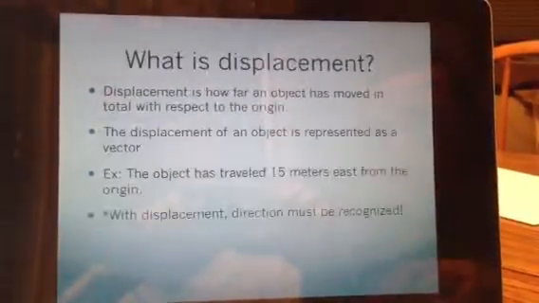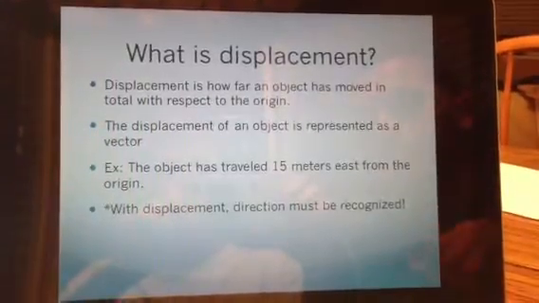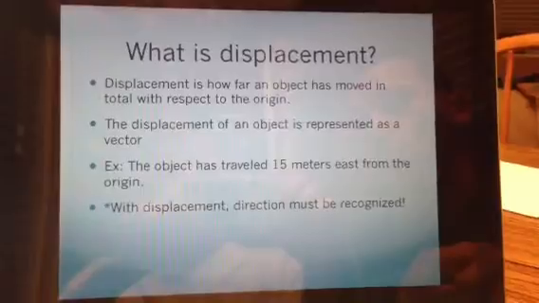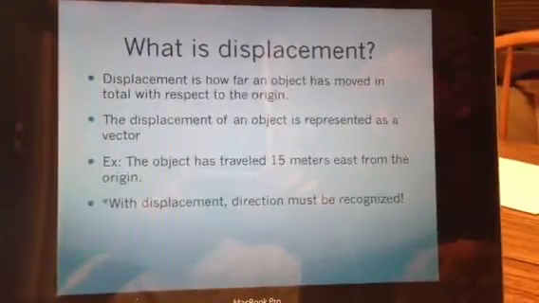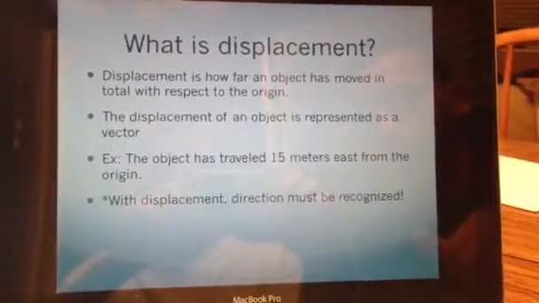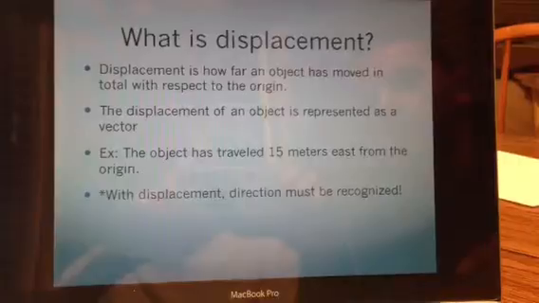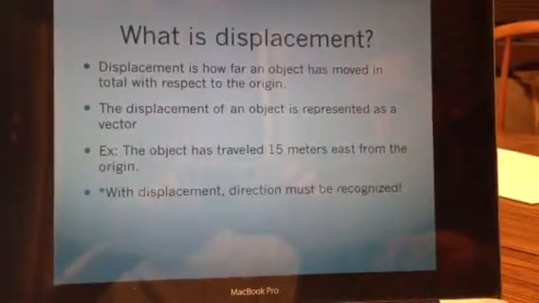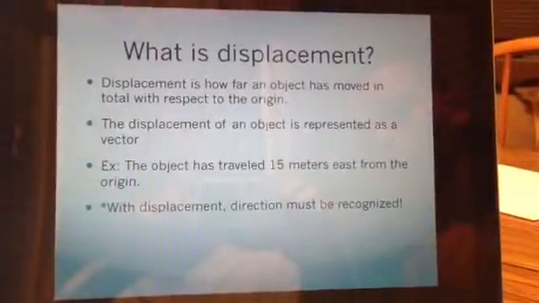Next slide. Alright, displacement. On the flip side, displacement is how far an object has moved in total with respect to the origin. The displacement of an object is represented as a vector. In this case, there is a direction. Example here, the object has traveled 15 meters east from the origin. Like I said before, the displacement has direction, and it must be recognized. It's very important.